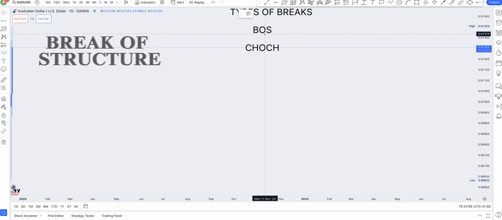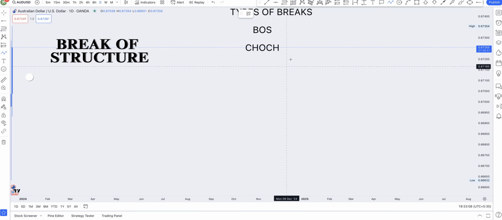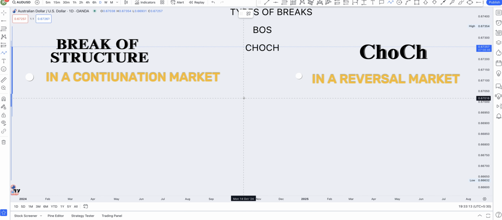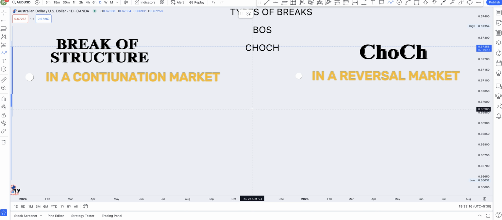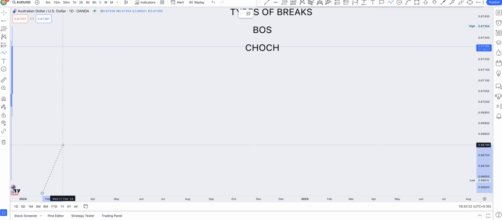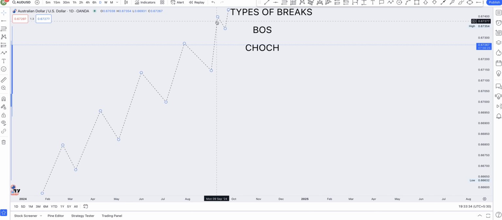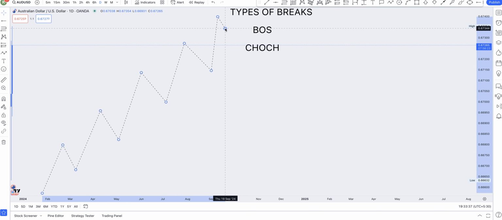Now when we talk about it, a break of structure happens in a continuation market and a choke happens in a reversal market. That is, if price wants to reverse, that is when we consider a choke, and a break of structure when price is moving in a particular trend. So let's look at this example. This is an illustration of price in an uptrend. So you can see price is forming a series of higher highs and higher lows. Okay, let me bring this here because I'm going to use this example.